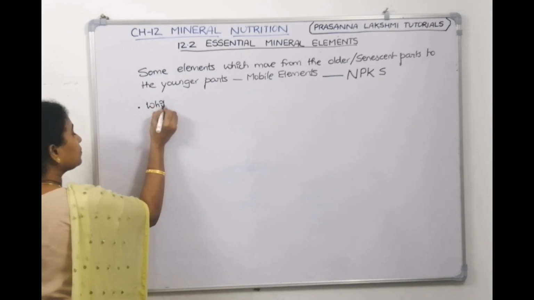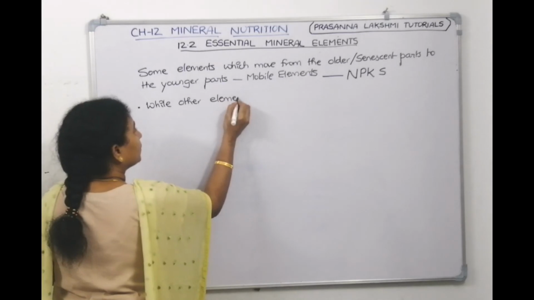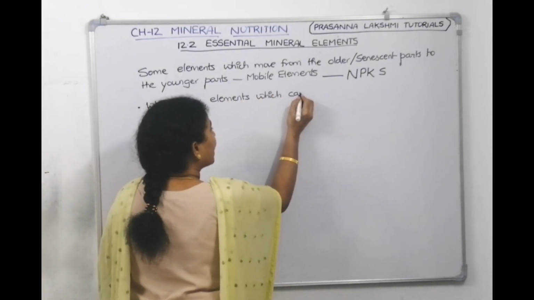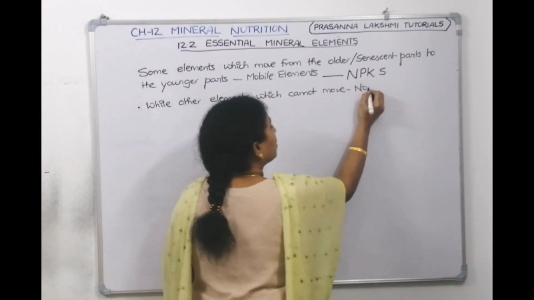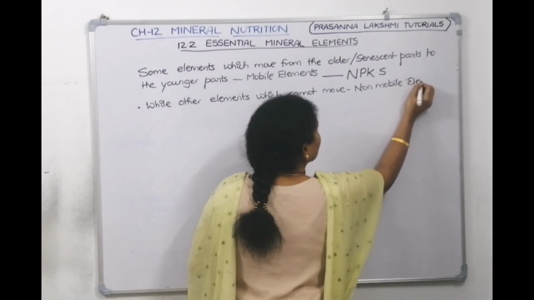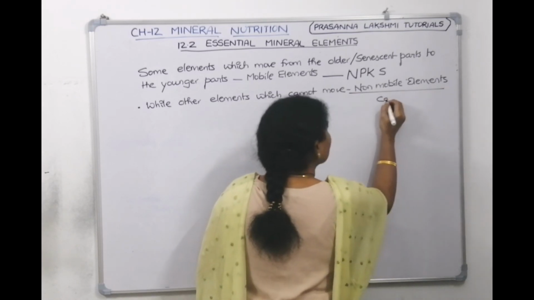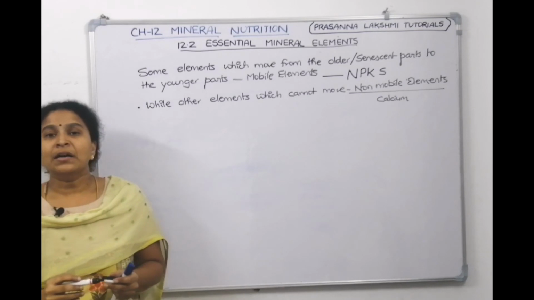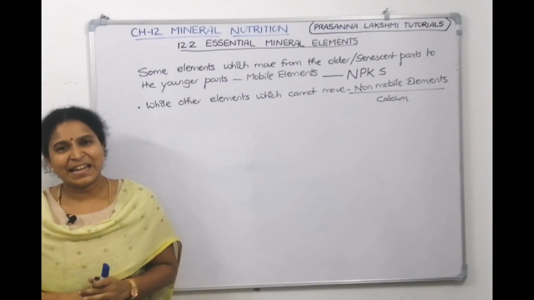While other elements which cannot move are called non-mobile elements. What are they called? They are called non-mobile elements. Example for non-mobile element is calcium. Understood till here? Any clarity?